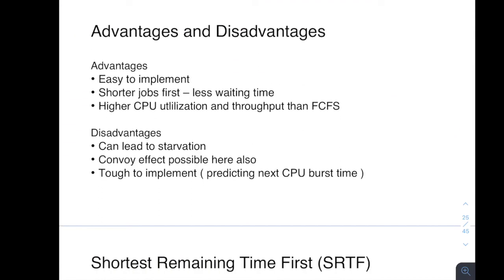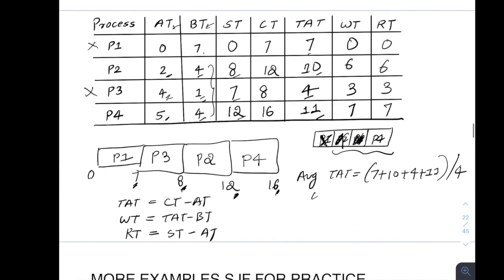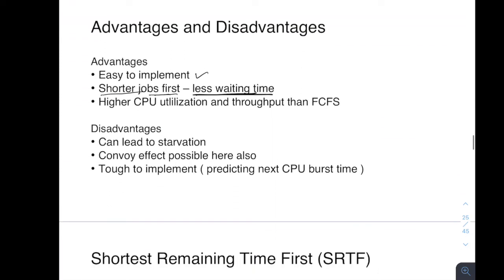Now let's look at the advantages and disadvantages of SJF. So again, it's easy to implement. You have to look at the arrival time and the burst time and sort accordingly. It's not very tough to do. And of course, shorter jobs run first, right? Because of this, you have less waiting time. If you calculate the waiting time here, you will see the numbers are quite less. So normally SJF and of course SRTF, the next algorithm, minimize the waiting time. They provide the least waiting time among all the other scheduling algorithms. And due to this, you have higher utilization and throughput than FCFS.